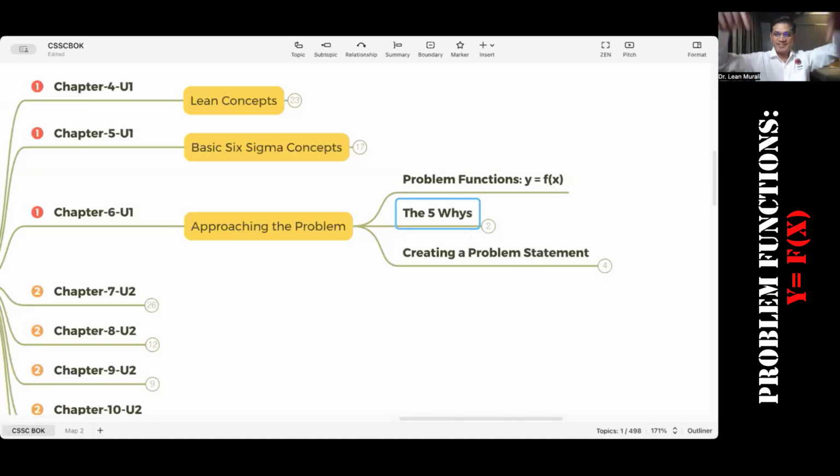In this chapter, particularly the sixth chapter, we focus on creating a general problem statement by asking why questions. That is why I have merged y is equal to f of x with 5 y's, which is the foundation of any project. Then we will discuss defining various aspects of the project, the process, and the problem in more detail, because Six Sigma approaches things with a statistical mindset.